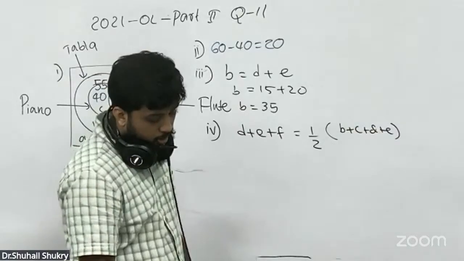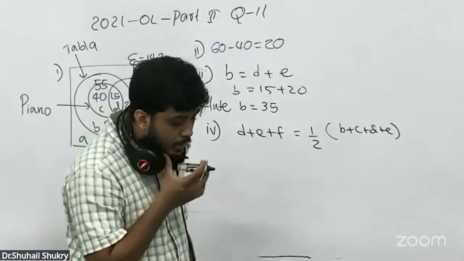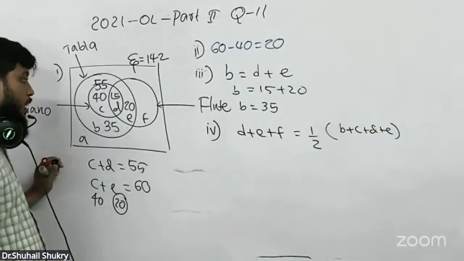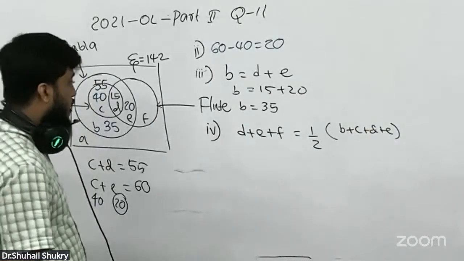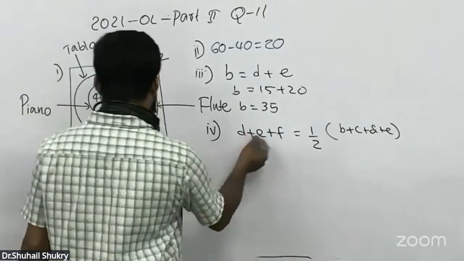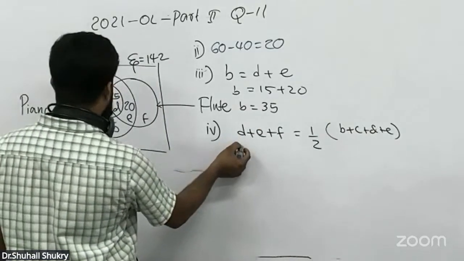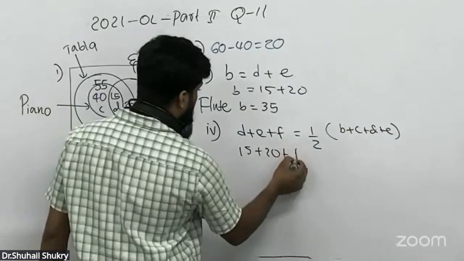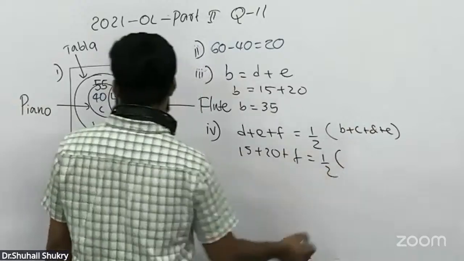Finally, how many musicians do not play any one of these three instruments? They have asked what is the value of A. Then we'll first fill the values here. D, you know, 15. E, you know, 20. F, don't know, make a half. B is 35.